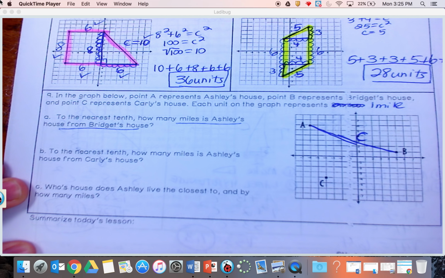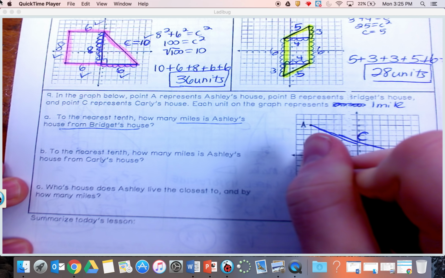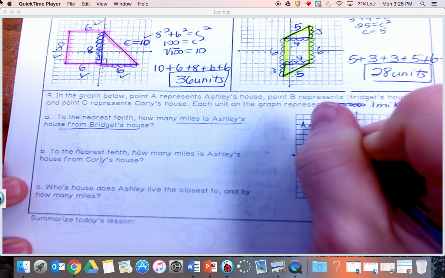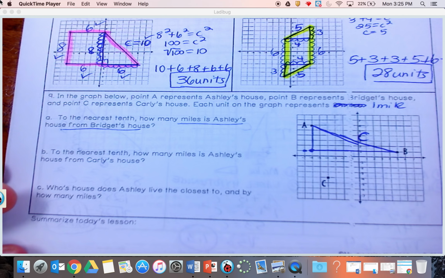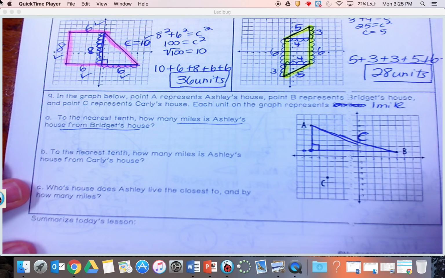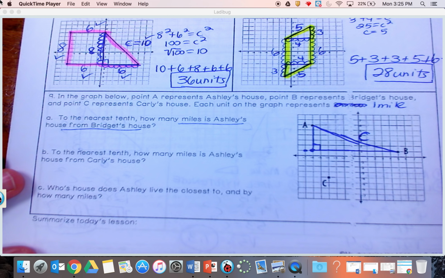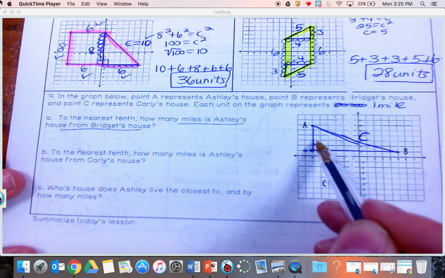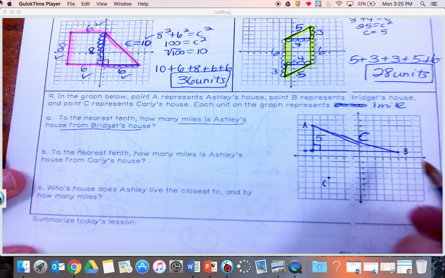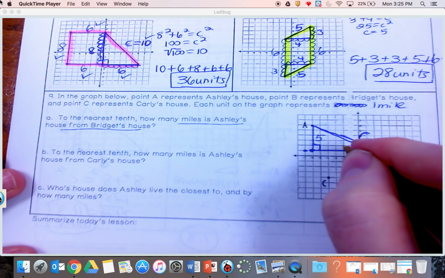So the same step, gotta make a triangle. There it is right there. There's my triangle. There's my right angle. And I just need to measure out my sides and I can put them together. So this right here is 1, 2, 3, 4, 5. So this is 5. When I count this up, I get 11.